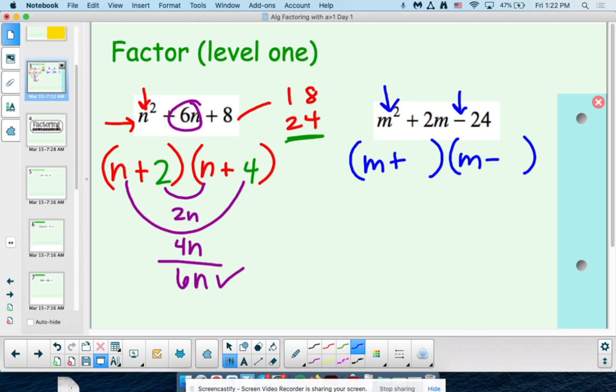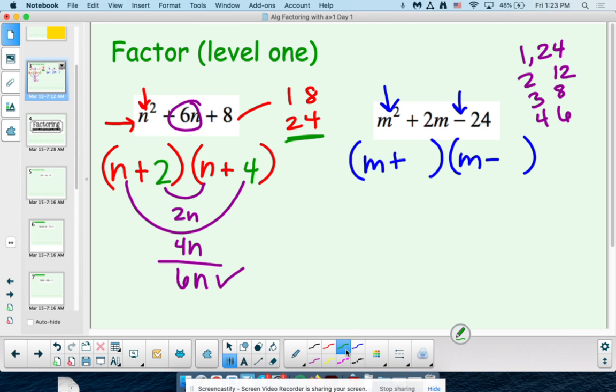Okay? So now your brain's thinking, okay, I got my m's, I got my signs. Now I got to figure out what are some ways to multiply to 24. I have 1 and 24, 2 and 12, 3 and 8, and 4 and 6. So out of those combinations, which ones are going to combine to a positive 2? Keeping in mind one's positive and one's negative. So we're really going to be like subtracting, right? So which ones have a difference of 2?